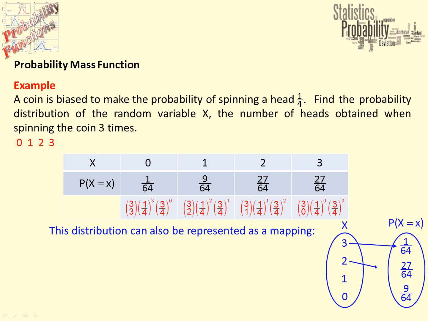A distribution can also be written as a mapping, shown as an algebraic mapping. There we are, algebraic mapping. 3 is mapped onto 64. So the value of x3 is mapped onto the probability of 1 over 64.